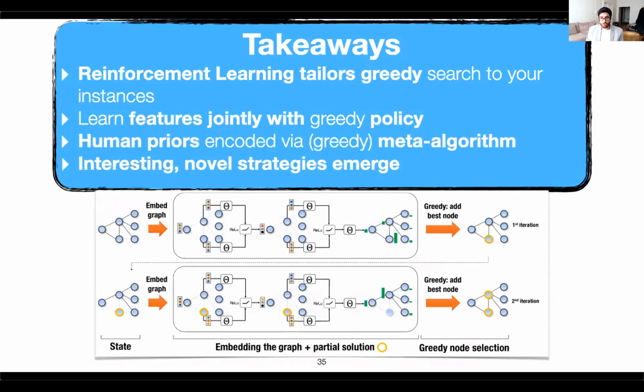And so as takeaways from this overall approach, reinforcement learning can be very useful in tailoring greedy search, or maybe other non-greedy local search approaches, to your instances. And the key is to learn features of the objects you're trying to optimize jointly with your search algorithm, in this case the greedy algorithm. And this is not an algorithm that's being learned purely from scratch. We're encoding our human knowledge about greedy being a good algorithm in the training of this reinforcement learning agent. And interestingly, some novel strategies emerge.